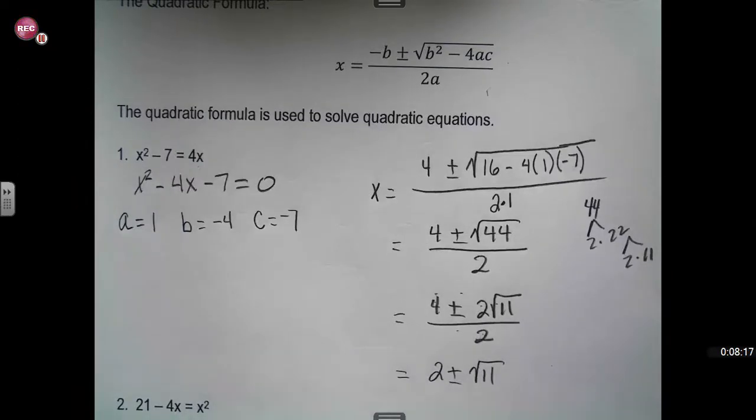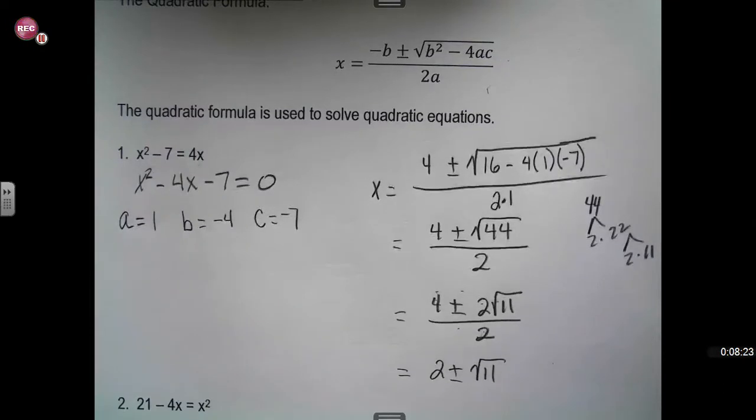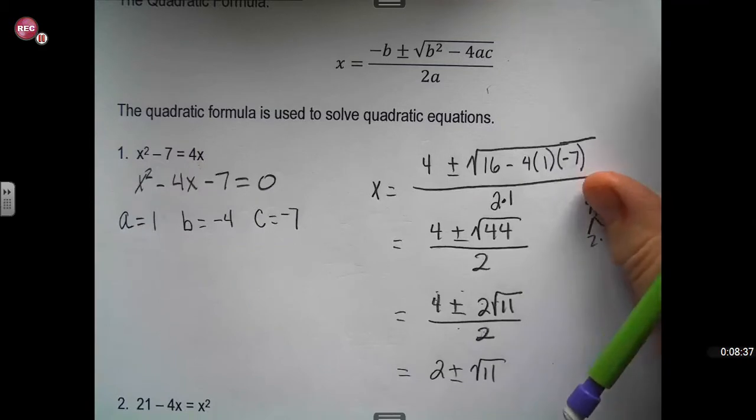And this method needs to become your new best friend. Okay? And that's our answer. That's where this parabola, this quadratic equation, intersects the x-axis. Those are the x-intercepts. Those are the zeros of the function. That's the solution, however you want to term that. Okay.